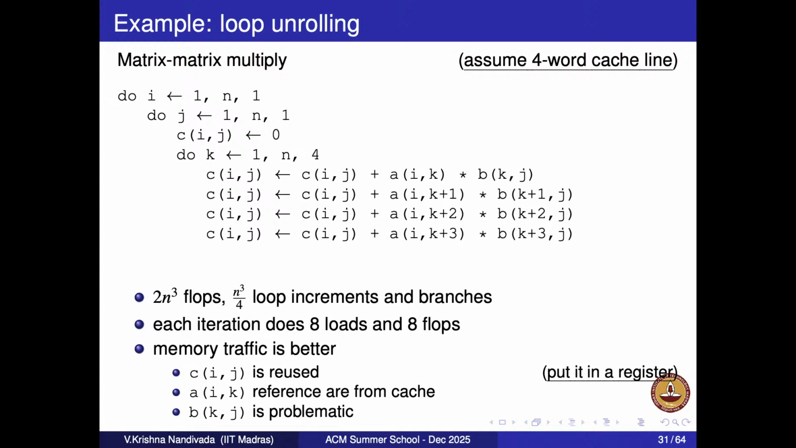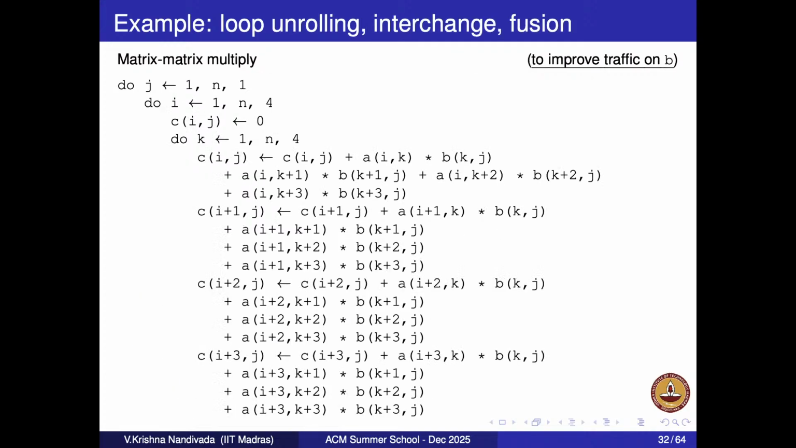Now I just replicate this 4 times. Copy 1, 2, 3, 4. Unrolling. I moved the C I j out, kept it in one place, and now pay attention to the do loops here. This do loop, this do loop. The header is the same.